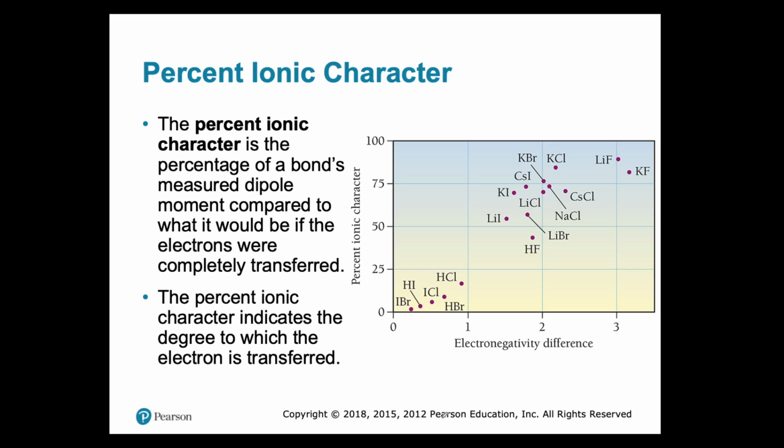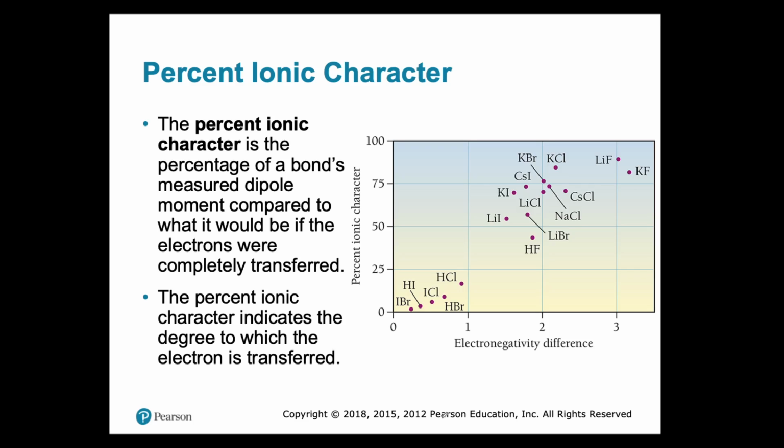And notice here we have the electronegativity difference on the x-axis, and then we have the percent ionic character on the y-axis. The x-axis is always what type of variable? Independent variable. It's always the independent variable, the thing that you can't change about something. You can't change the electronegativity difference between two atoms. It's already what it is. Does that make sense? So the x-axis is always the independent variable.